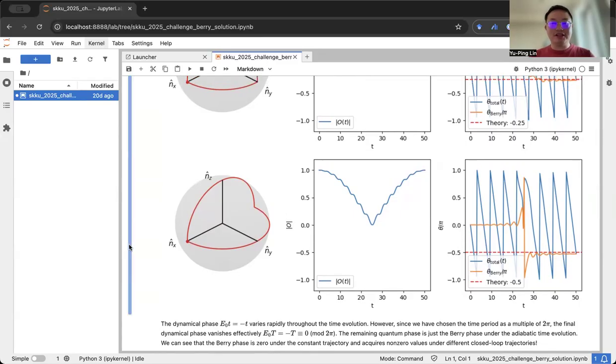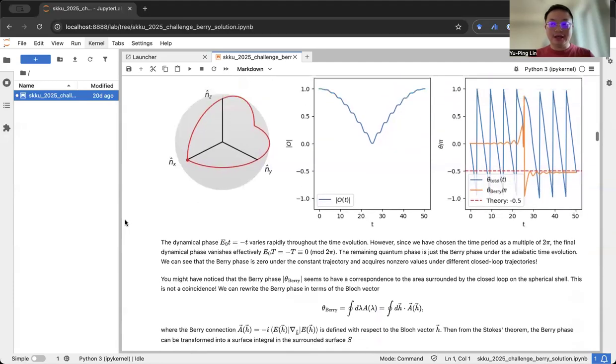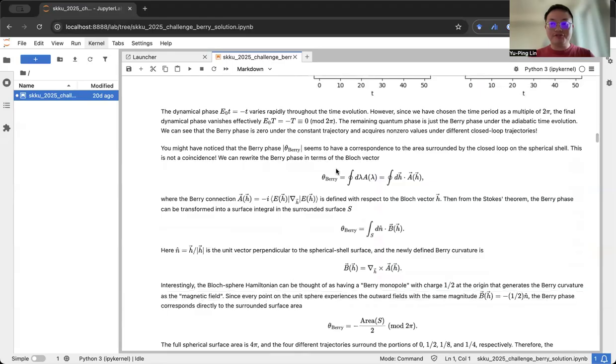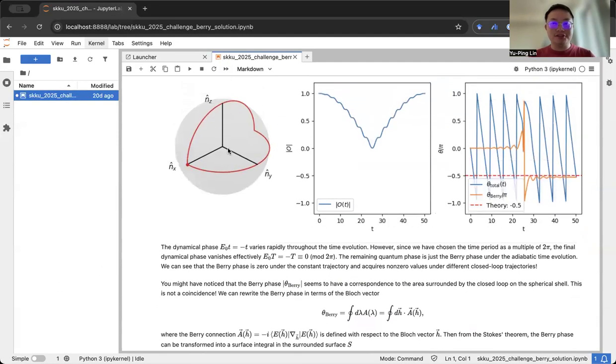In fact, you can think of it as being related to the area that the trajectory surrounds on the unit Bloch sphere. And the reason is that if you look at the formula of the Berry phase, it is a closed integral of the Berry connection. And if we use the Stokes theorem, we can transform it into a surface integral of a B vector, where the B vector is the curl of the Berry connection, which is the Berry curvature. And an important point is that for the Bloch sphere Hamiltonian, we can think of the Berry curvature as the magnetic field originating from a monopole at the origin.